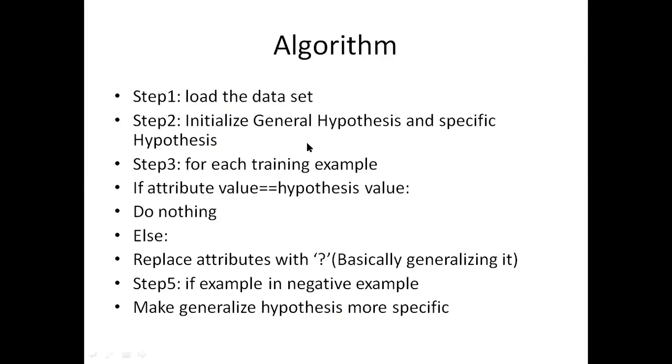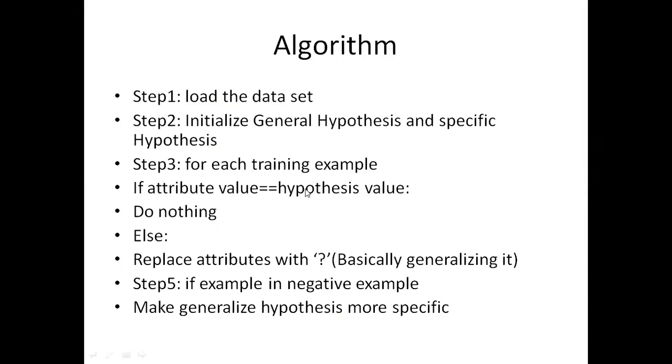The second step is nothing but to initialize the general hypothesis and the specific hypothesis. General hypothesis refers to all the data except the last column; we call this a variable. And in specific hypothesis, we use the last column. And in step 3, we train the data.